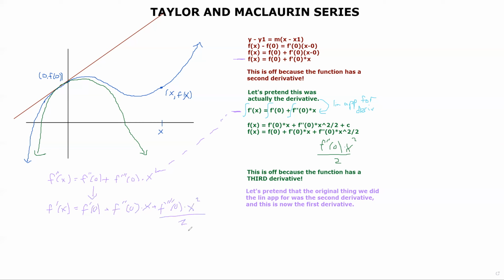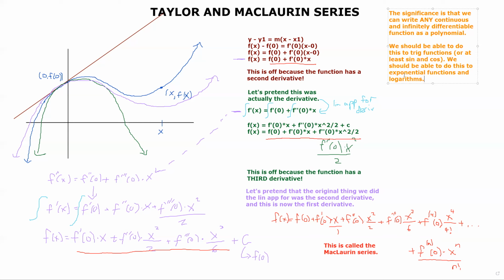So we should be able to do this to trig functions, or at least sine and cosine anyway. We should be able to do this to exponential functions and logarithms. We should be able to do this to things like the square root of x, strangely enough, although there is a domain restriction on that. But we should be able to, if we use enough terms, be able to do this.